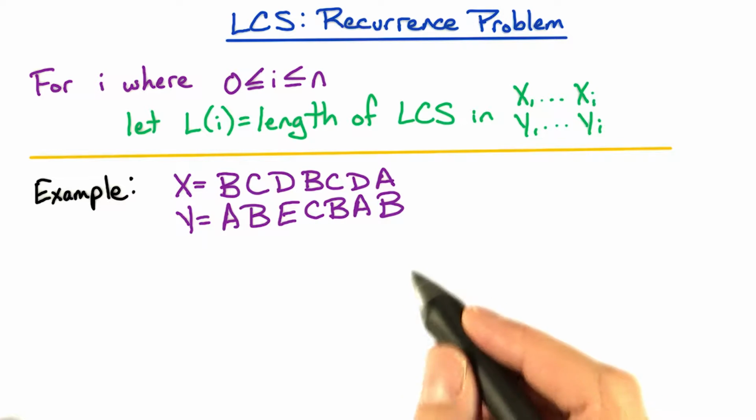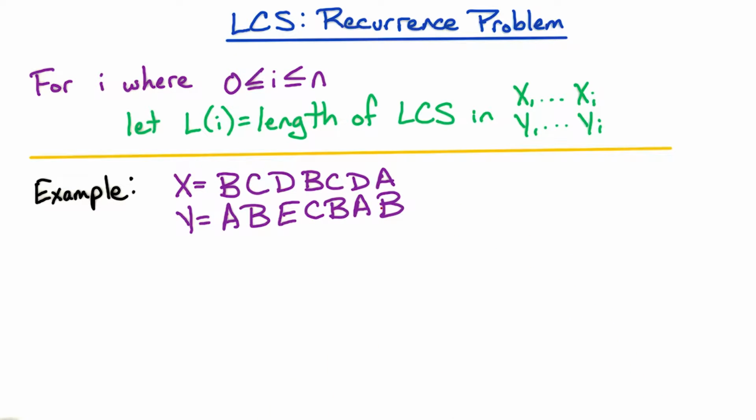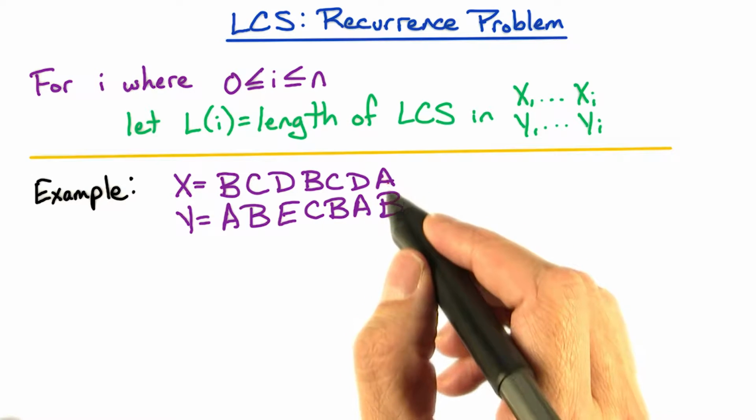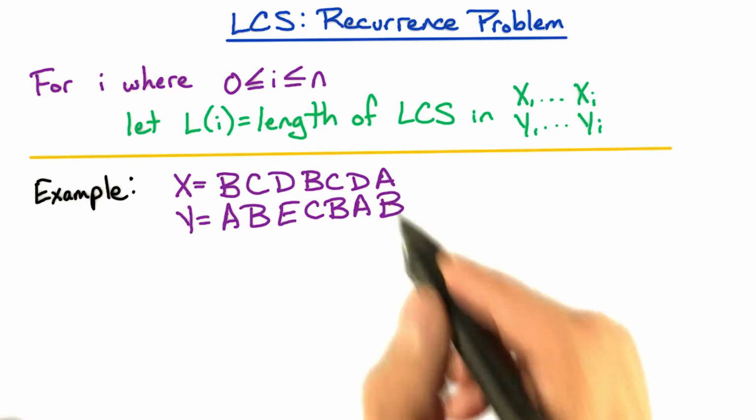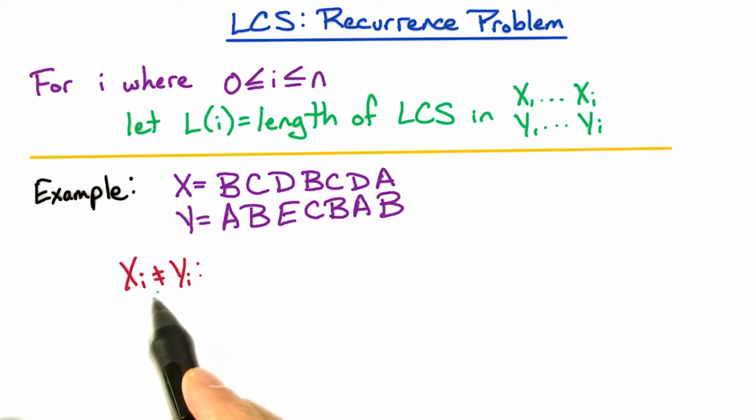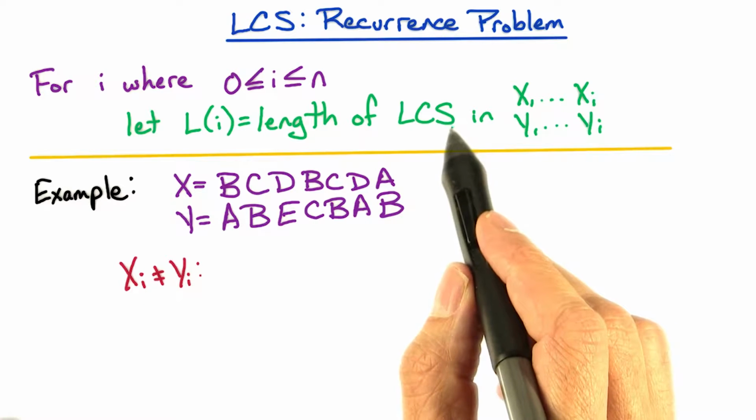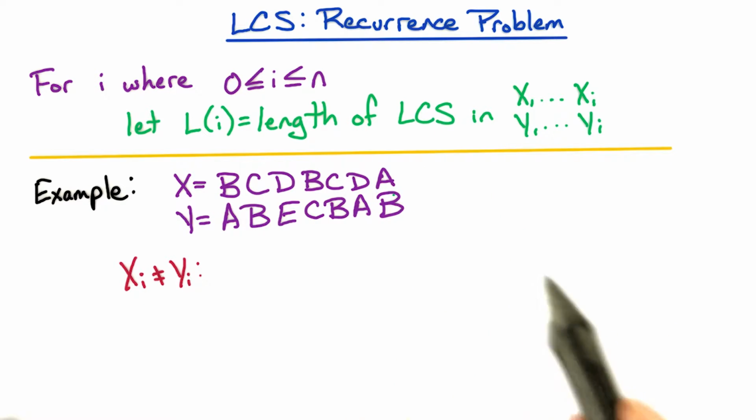Let's take a look now at the case when the last characters are different. This is a situation in our original example: xi is not equal to yi, a is not equal to b. Now in this case, when xi is not equal to yi, the last character of the longest common subsequence can either be a or b, or neither.